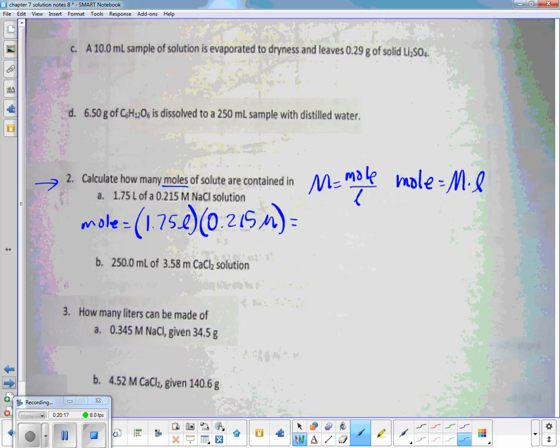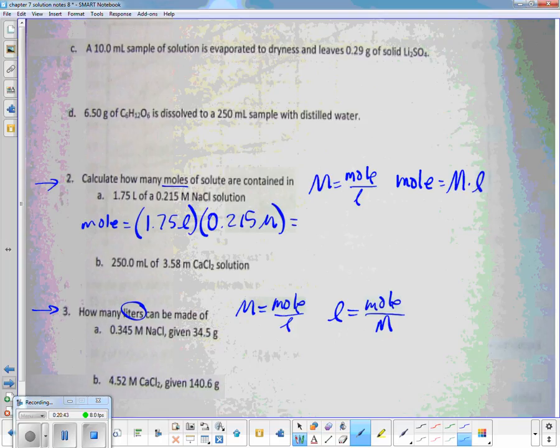Now, the next section down here, number 3, they ask us now about liters. So you're going to rearrange this equation a whole bunch of times. So molarity, remember, is moles divided by liters. So if I want liters, which is on the bottom, I'm going to times through by liters and divide through by molarity, and I get this. So it's just rearranging the equation. Okay, again, you got to get into moles first. So now these, you got to change from grams to moles, and you're going to get your answer.